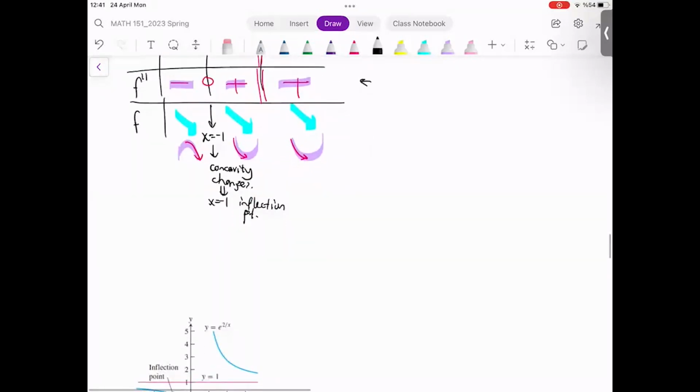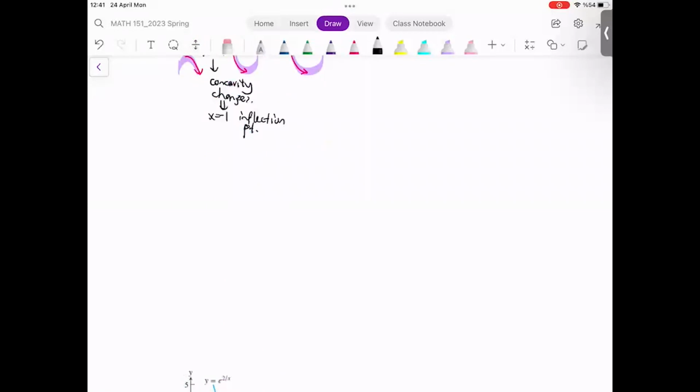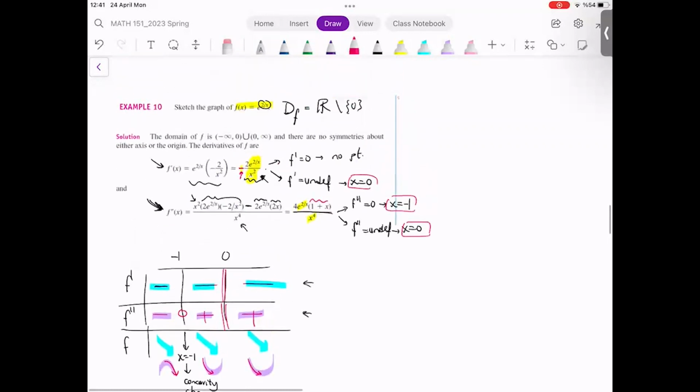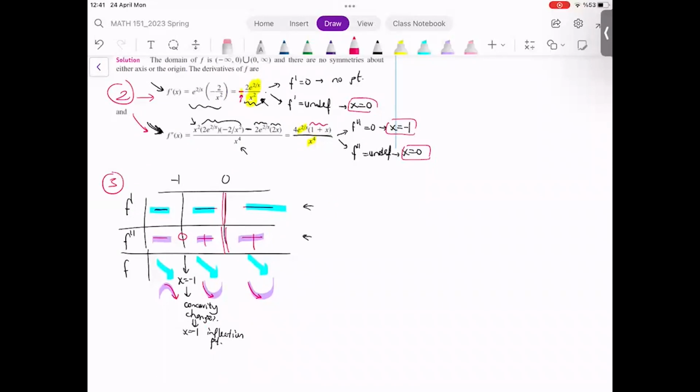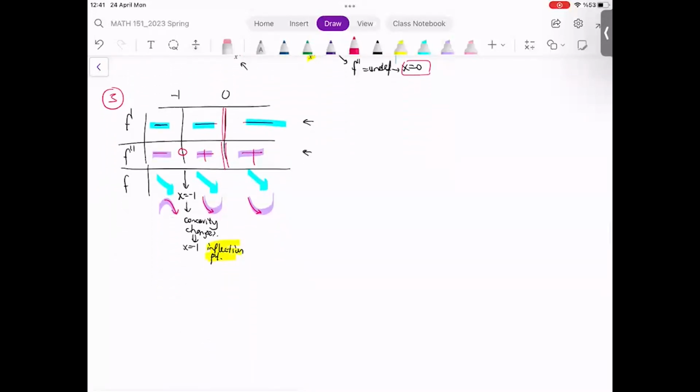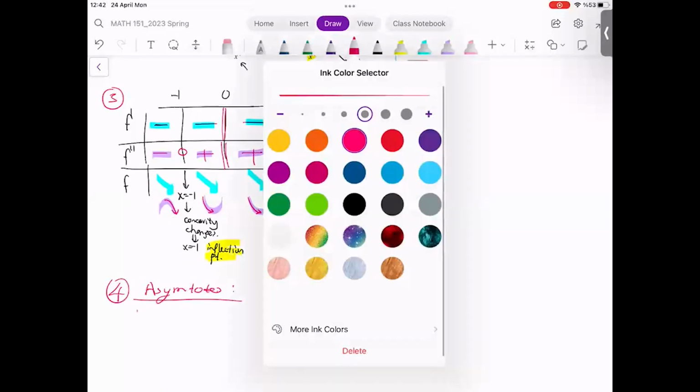Now, what is the next step? Without searching for asymptotes, you cannot draw the graph. So let's divide into steps. Finding the domain is the first step. Second, computing the first and second derivatives to find the critical points. Third, constructing a sign table, searching for increasing and decreasing intervals, concave up and down intervals, local max and mins, and inflection points. We have an inflection point here. And the next part is the asymptotes part. We will search for all three types of asymptotes.